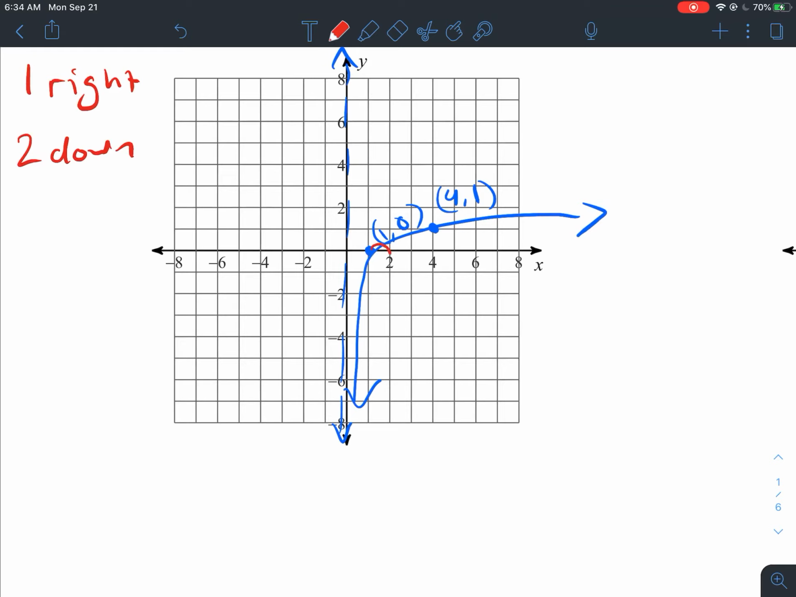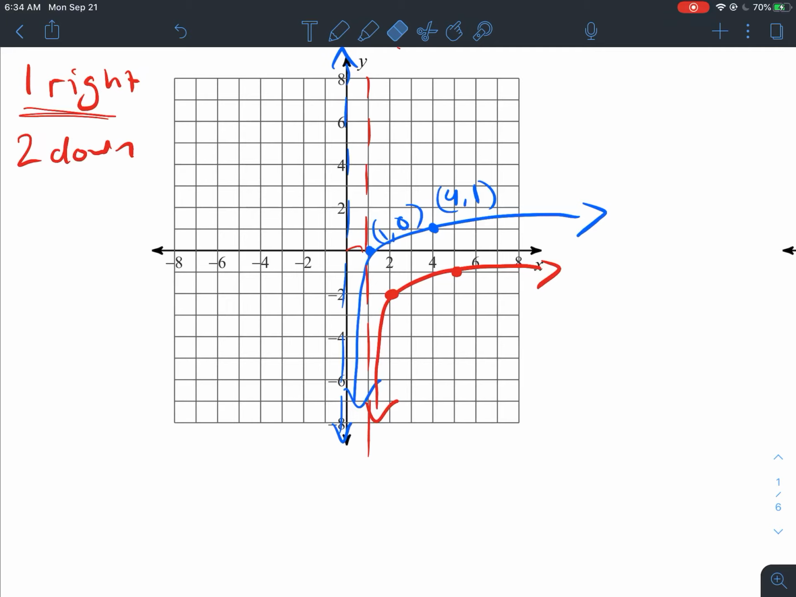So first, we're going to go 1 to the right. So I'm going to go 1 right, and then 2 down. 1, 2. So that is my new point. Next one, I'm going to go 1 to the right, 2 down. 1, 2. Again, my second new point. Then I need to shift my asymptote. Tells me I'm going to go 1 to the right. So I'm just going to go up 1, and this is where my new asymptote is going to go.